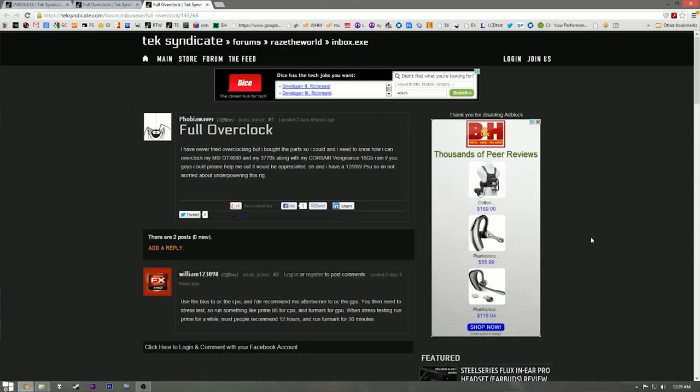Full overclock. I have never tried overclocking, but I bought the parts so I could, and I need to know how I can overclock my MSI GTX 680, my 3770K, along with my Corsair Vengeance 16GB RAM. If you guys could please help me out, it would be appreciated. Oh, and I have a 1250-watt power supply, so I'm not worried about underpowering this rig.